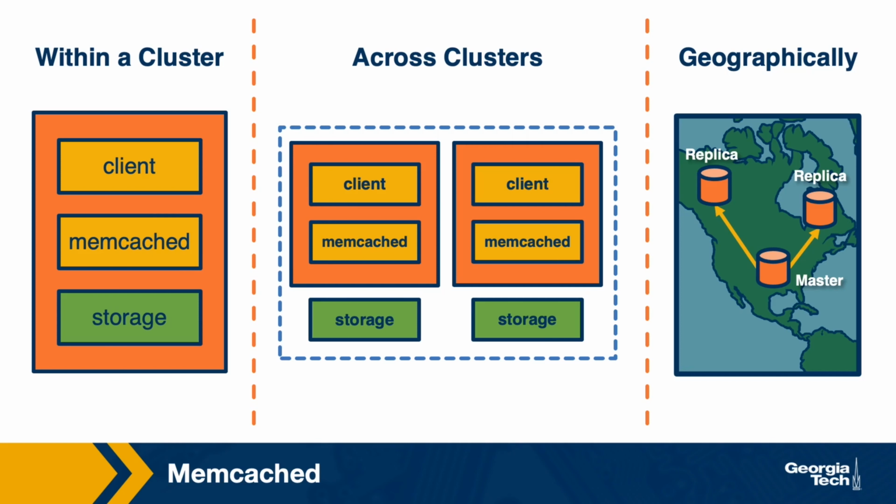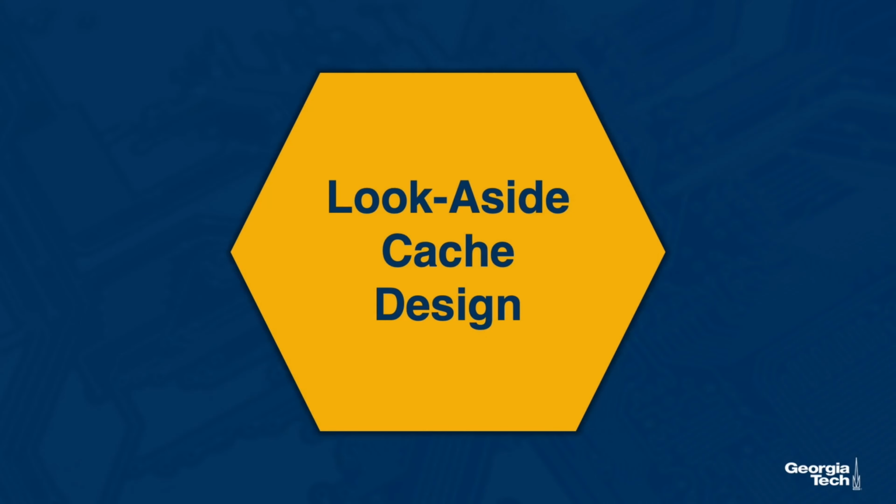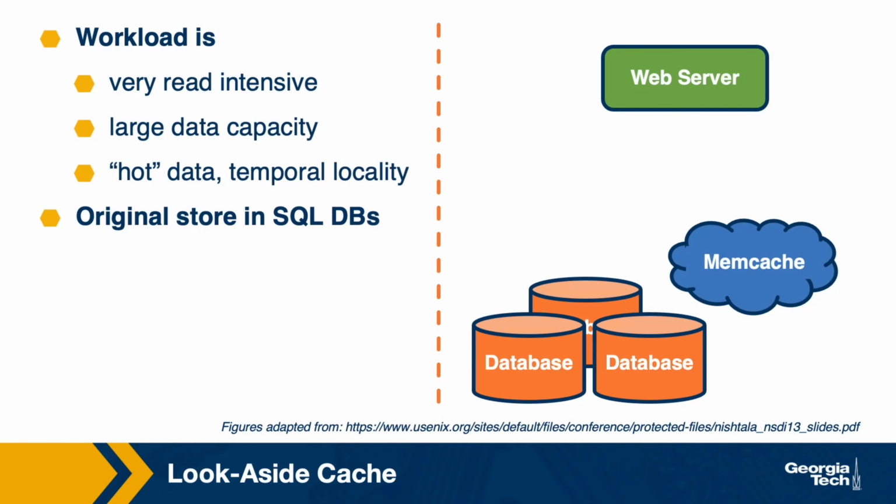The storage tier here is what provides persistent storage of the data, and this could be a MySQL database or a cluster of databases across which data is somehow sharded. In this context, Memcache serves as an in-memory cache for the objects that are retrieved from storage, and hence the name Memcached. The design of Memcache as a cache for the stored data follows what's called a look-aside cache design. Let's explain how this works.